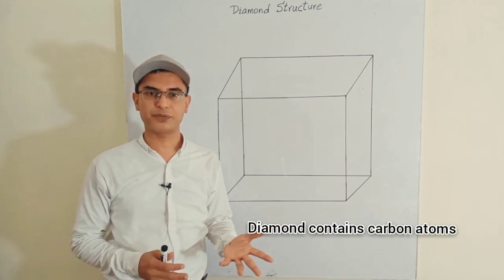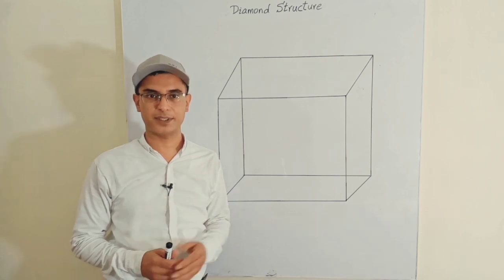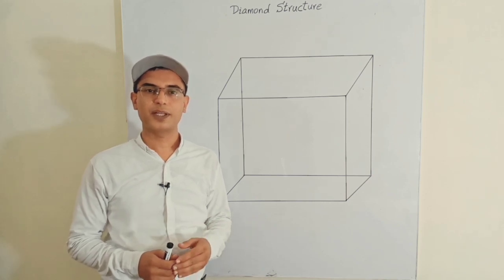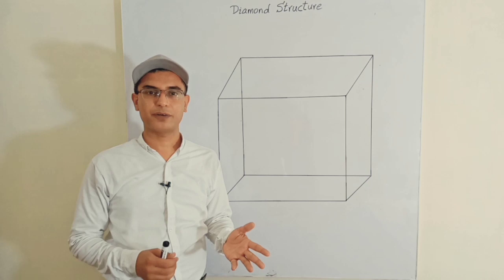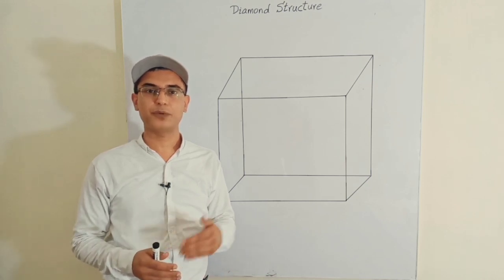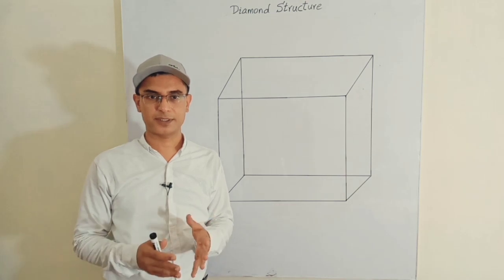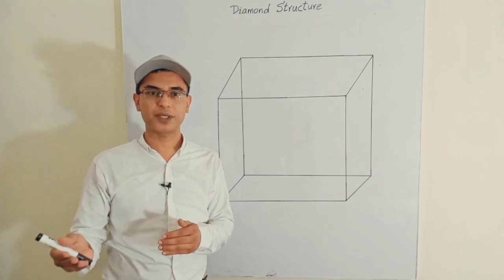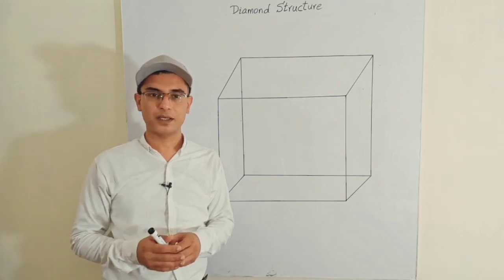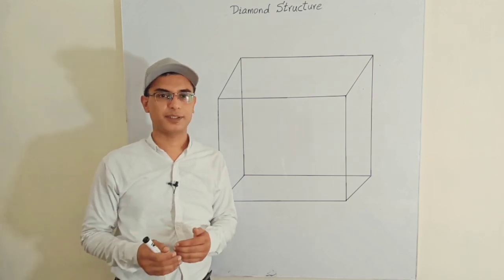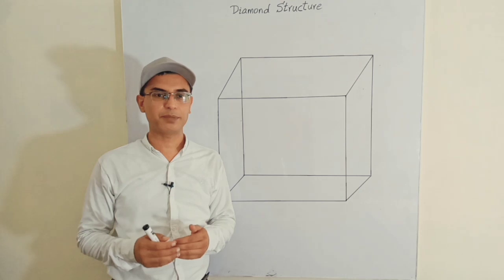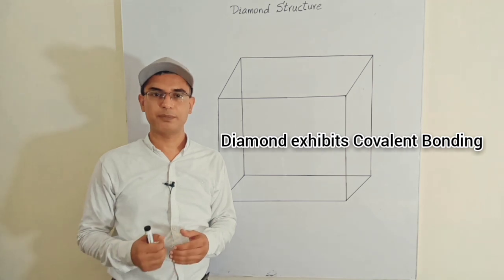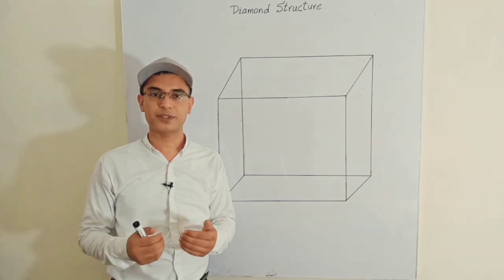Now carbon comes from group 4 of the periodic table and is the first element of group 4. It means that it has 4 valence electrons, or 4 electrons in its atomic shell. For carbon to become octet stable, it needs 4 more electrons from other carbon atoms, just because diamond is purely made up of carbon atoms. So it will gain 4 more electrons from 4 other carbon atoms to attain octet stability. This is done purely by sharing of electrons, and the bond formed in such a way is known as a covalent bond. So the diamond structure is purely made up of carbon atoms, and the carbon atoms are bonded with each other through covalent bonding.